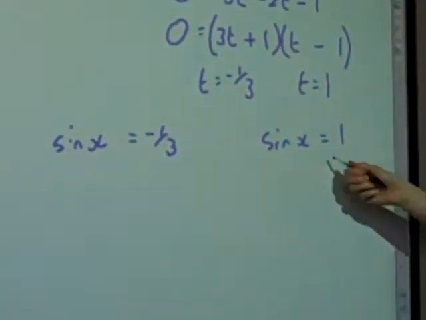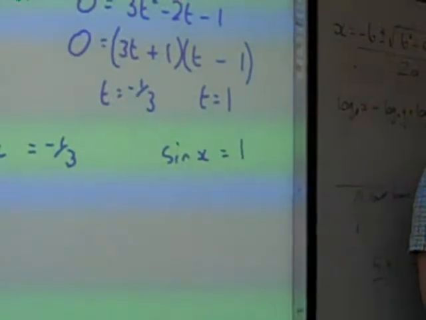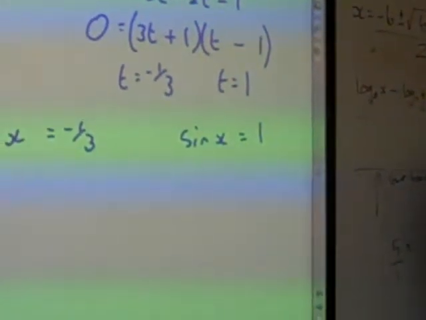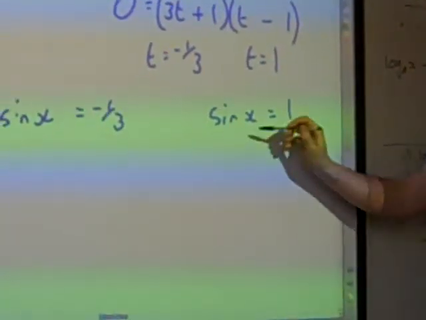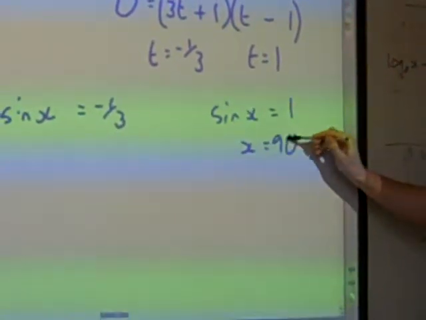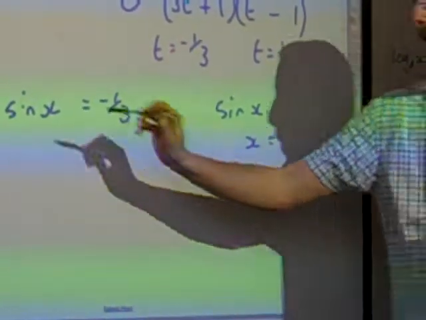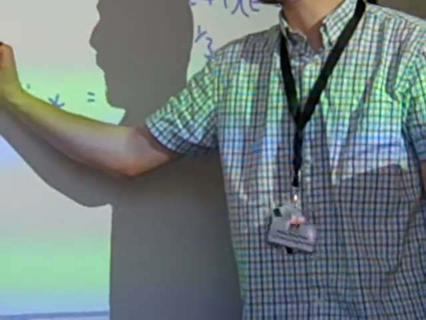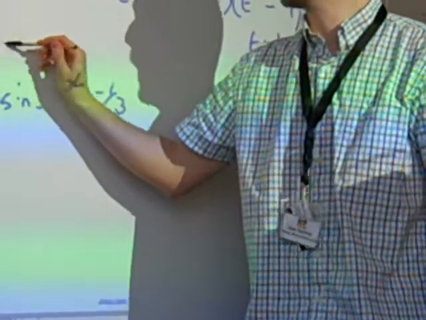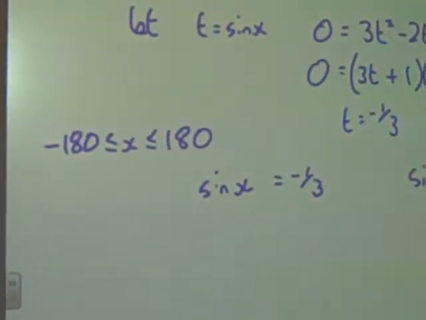Now, let's deal with this one first. If sine x equals 1, then what does x equal? 90. And in fact, that's the only value that we're after, aren't we? Because we're only looking between minus 180 and 180, that's what the question started with.